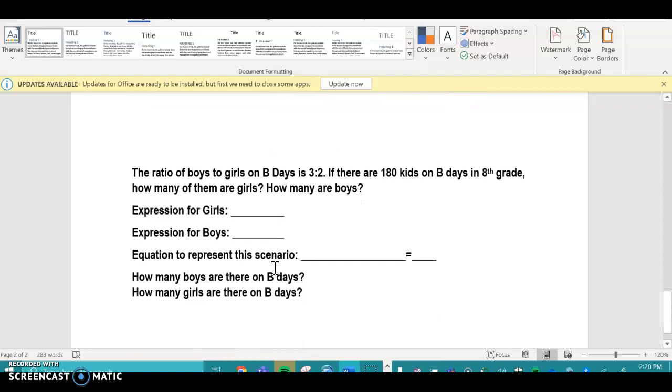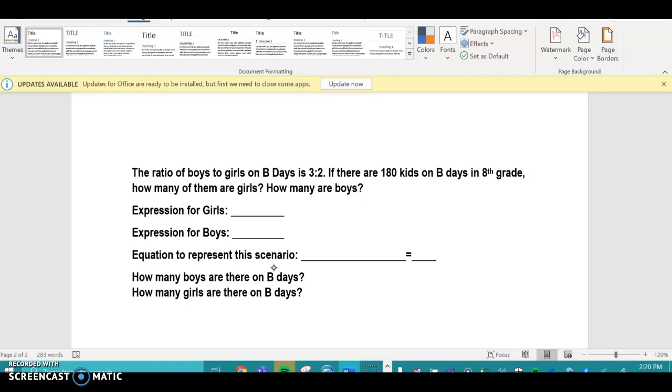It says the ratio of boys to girls on B days is 3 to 2. If there are 180 kids on B days in 8th grade, how many of them are girls and how many are boys? Well, let's go ahead and say there are the ratio of boys to girls. So there are 3 times as many boys, 3 to 2. Okay, so every 3 boys, there are 2 girls.